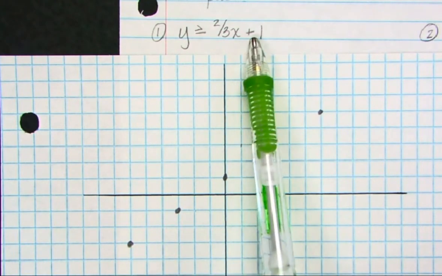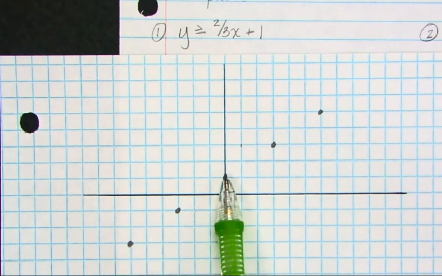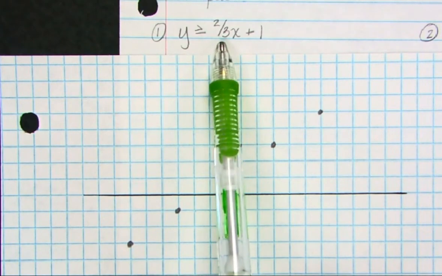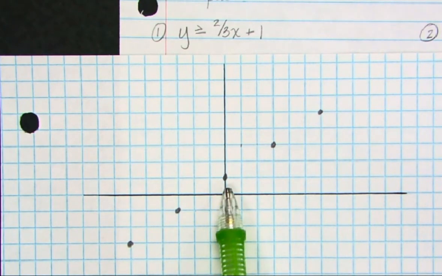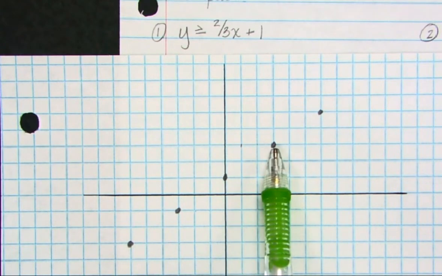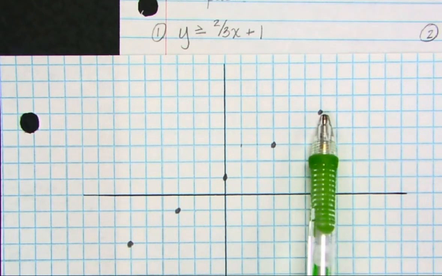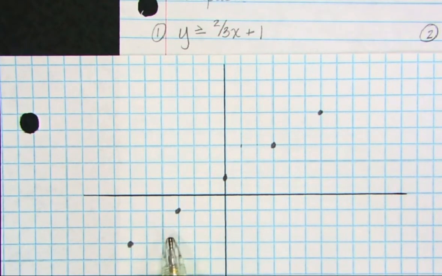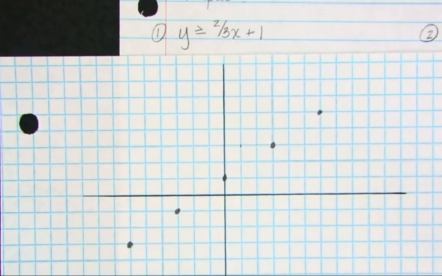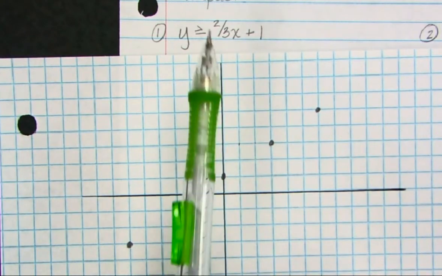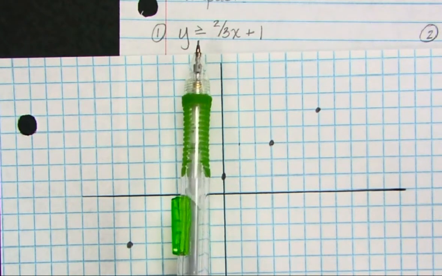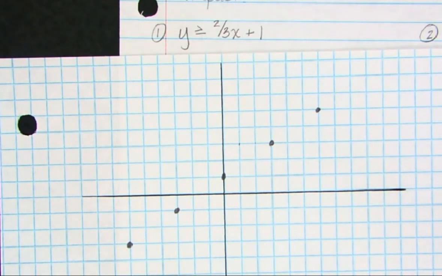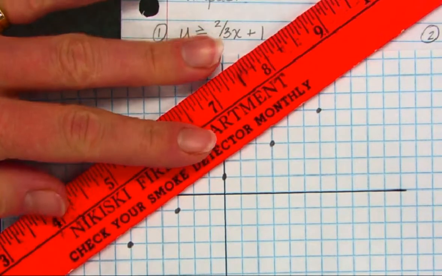I took my 1, which is my y-intercept, and plotted that point right here. Then I took my slope of 2/3 and counted rise 2, run 3, rise 2, run 3. That's the same thing as dropping 2 and moving to the left 3. Now I need to consider, is it a dotted line or a solid line? I look at my inequality symbol. It's greater than or equal to, so it's going to be a solid line because of that equal to component.